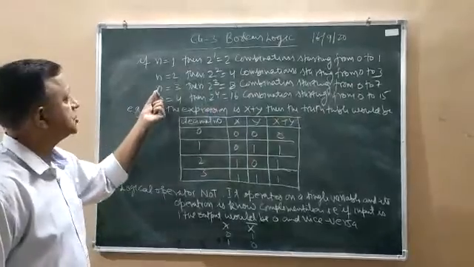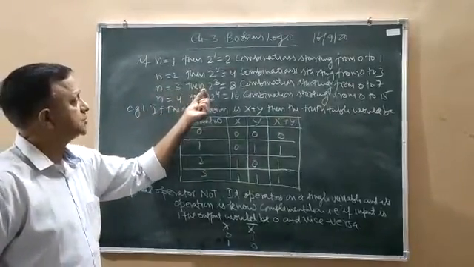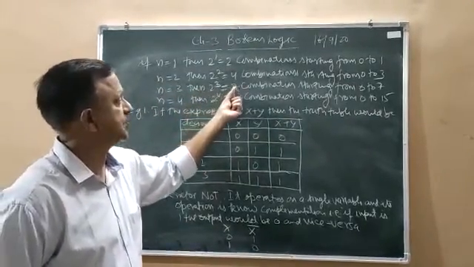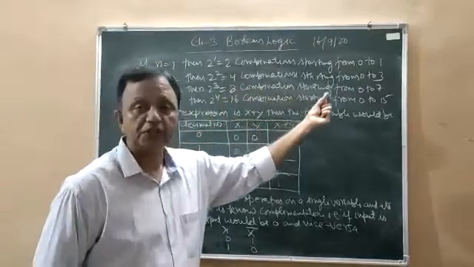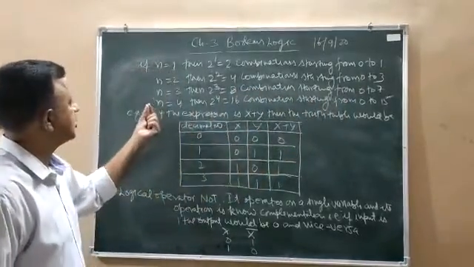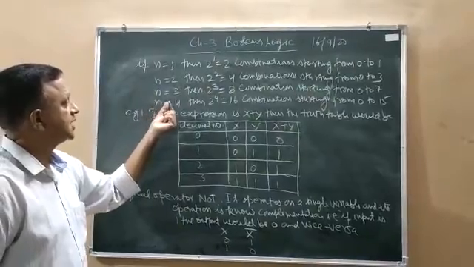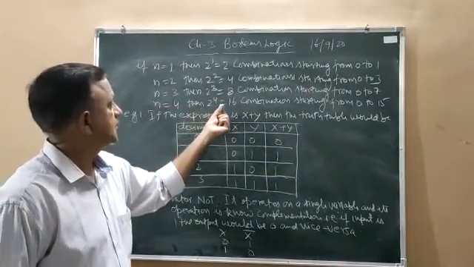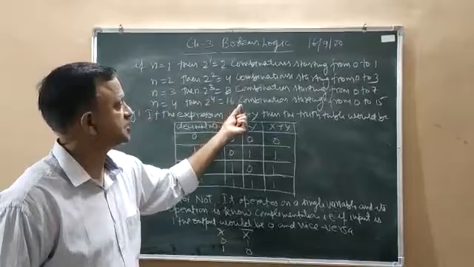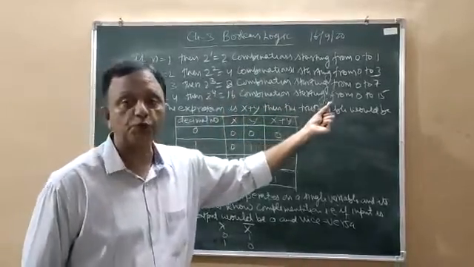But if n is equal to 3, then 2 raised to power 3 gives you 8 combinations starting from 0 to 7. If the number of variables in an expression is 4, then 2 raised to power 4 would be equal to 16 combinations starting from 0 to 15.